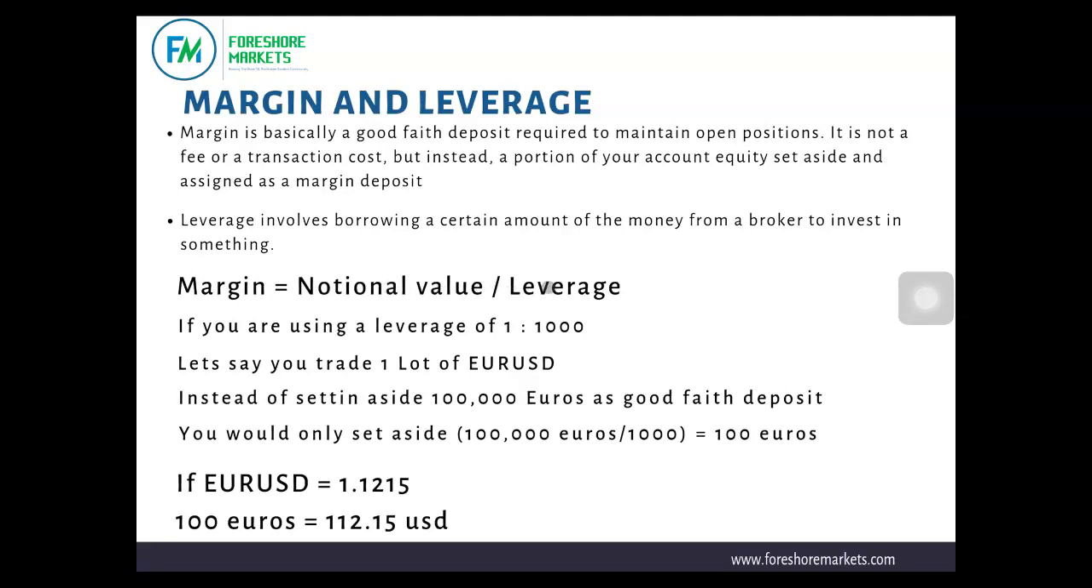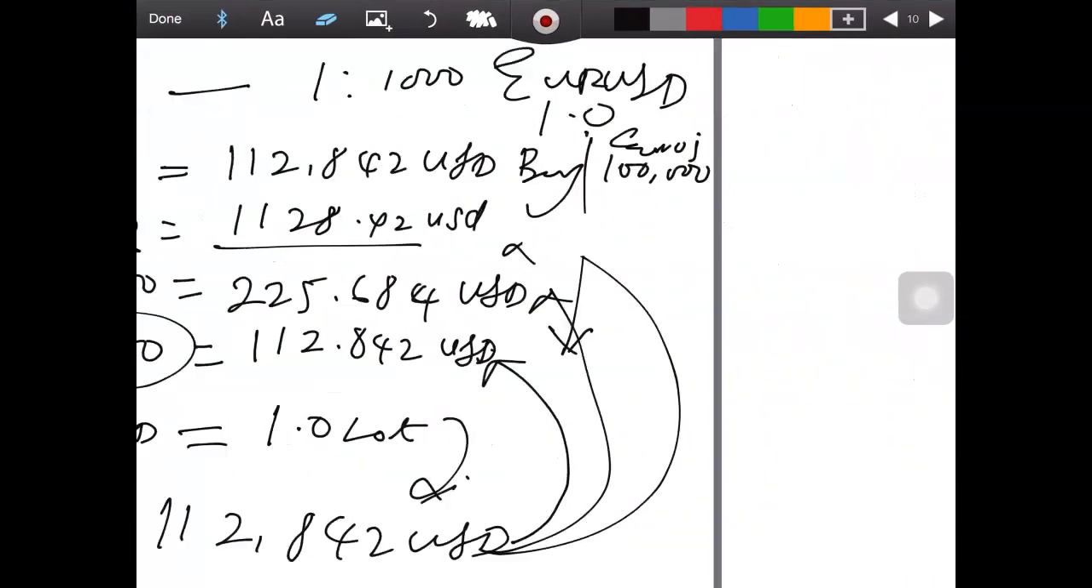Okay, so let's calculate. Notional value is your units. So what will it take us to buy 100 euros using 1 to 1000 leverage? Or I will use the example we have always been using before. Next, let me use another page. So we want to buy 100,000 euros. This is equal to 1 standard lot.